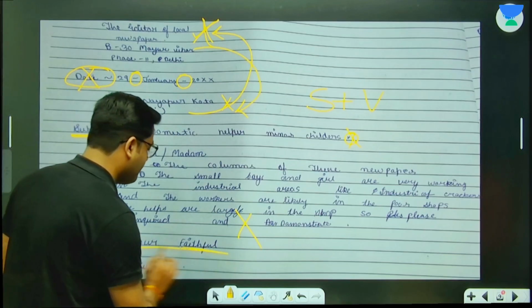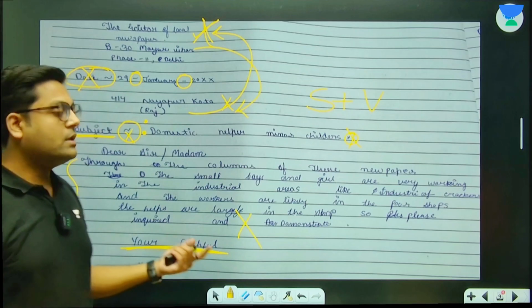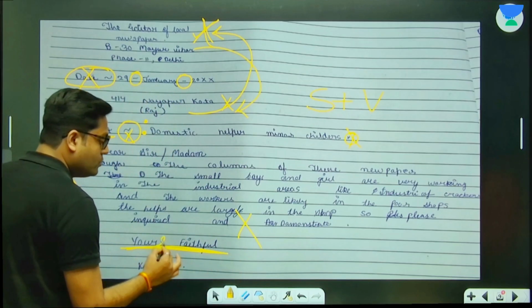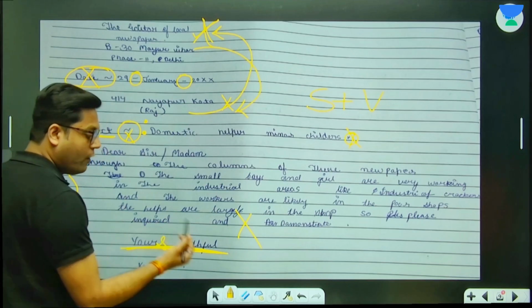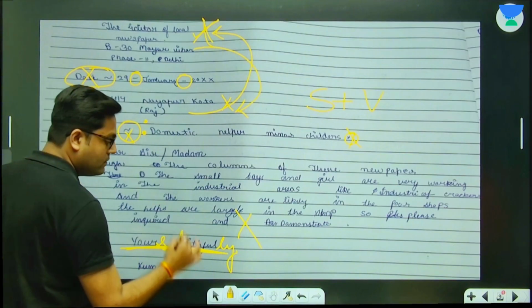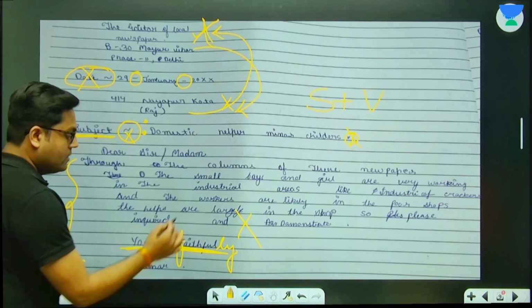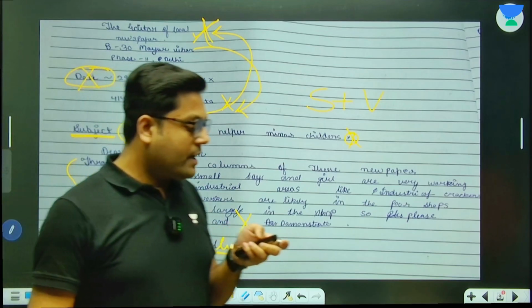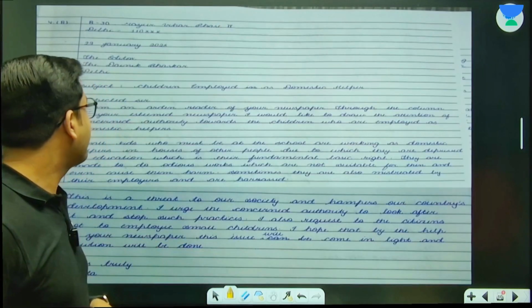And followed by complimentary closing or the subscription, which is again wrong here. We need to use the complete word yours followed by an adverb, yours faithfully, starting with small letter. All right. So this is again the wrong one. Now let's see how you write in a proper manner.